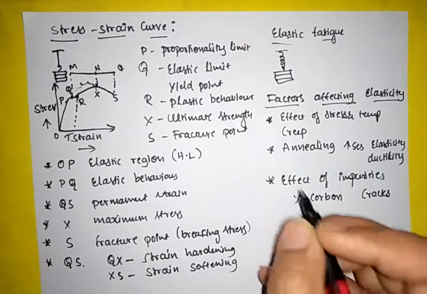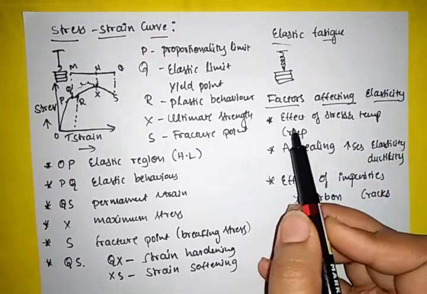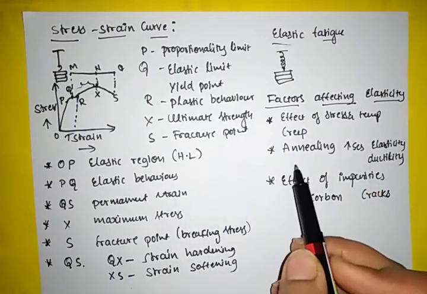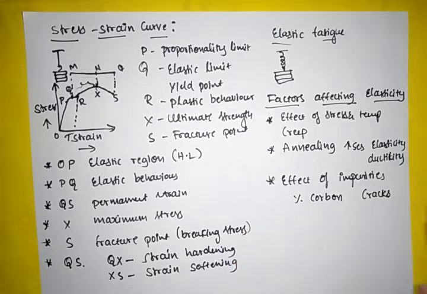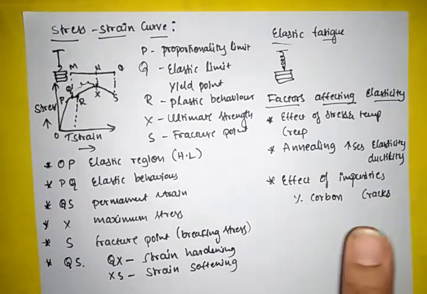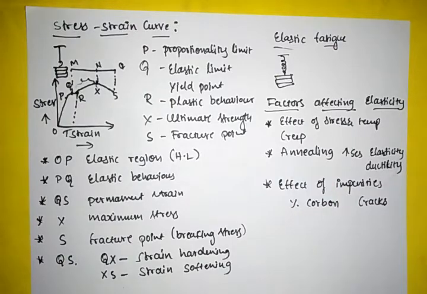So these are the factors which affect the elasticity. First one is the effect of stress and temperature, second one is annealing, and third is the effect of impurities present in the material. These are the factors affecting the elasticity. Okay, thank you all.